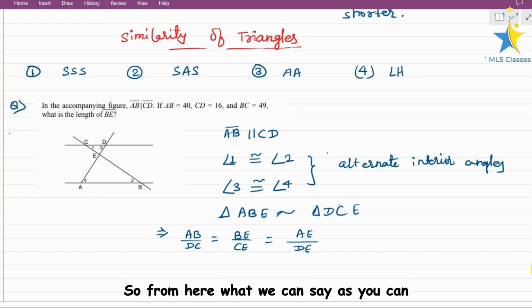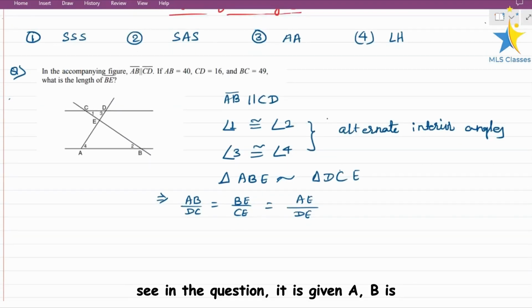So from here, as you can see in the question, AB is given, CD is given, BC is given. So AB and CD are given, that means the first proportionality statement, and then BC is given. BC is given, but we are not using BC here, we are using BE and EC.